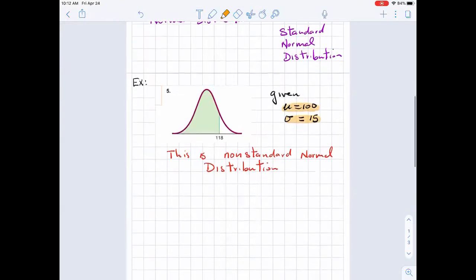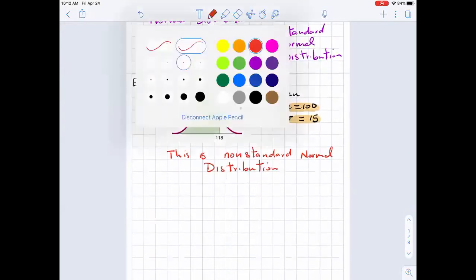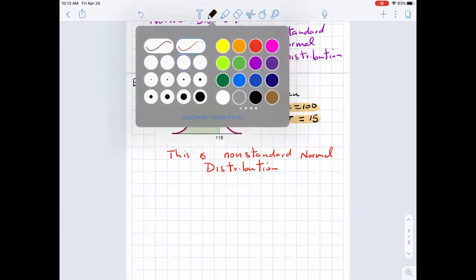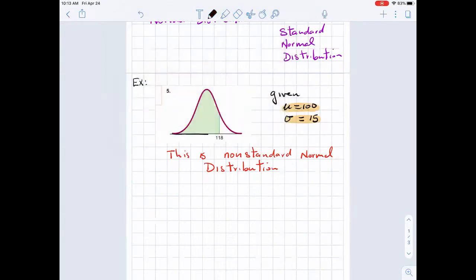So a few things to note. When it's non-standard, this axis here that you're seeing at the bottom is not a z-axis. That's an x-axis. So realistically, this black line here that they have should really be labeled X. And that's something you will have to know.